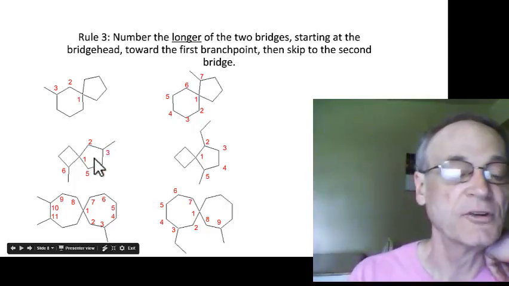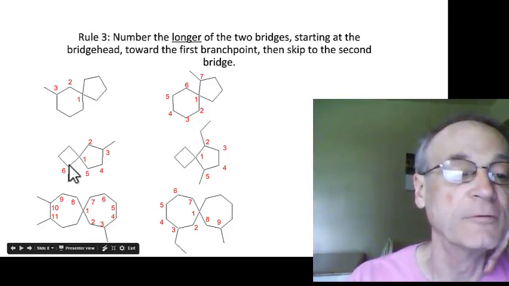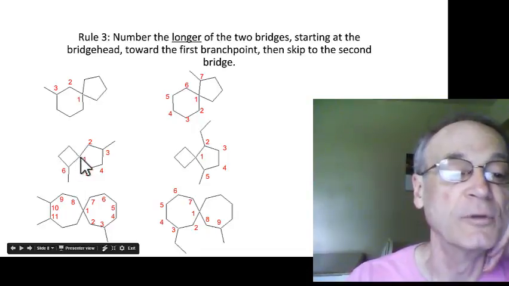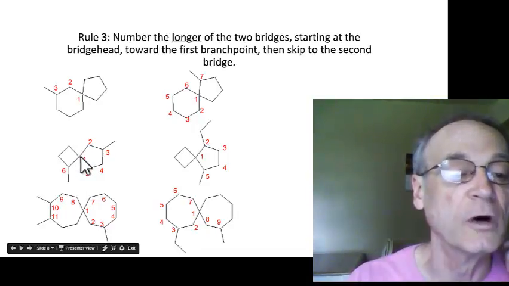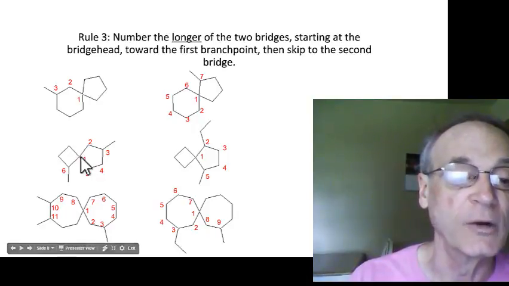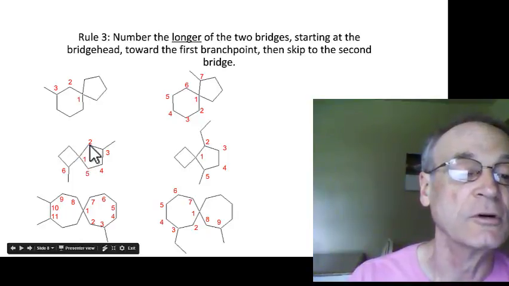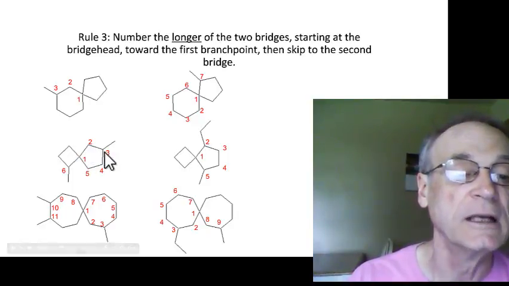What about in this case? Here we have 2 methyl groups, one on the 5-membered ring and one on the 4-membered ring. Again, we're going to start numbering at the bridgehead as carbon number 1. But we're going to go around the longer of the 2 bridges first. That's always true. No matter what groups are present or where they are, you always do the longer bridge first. So we're going to go 2 and 3 that way.